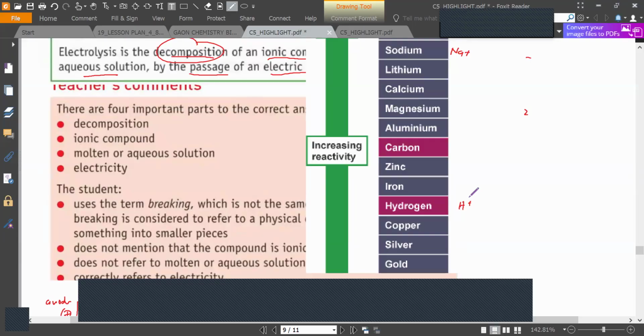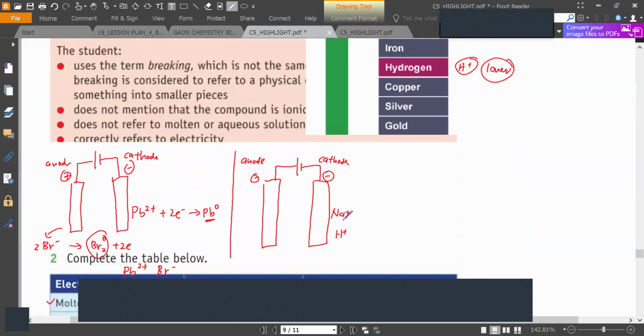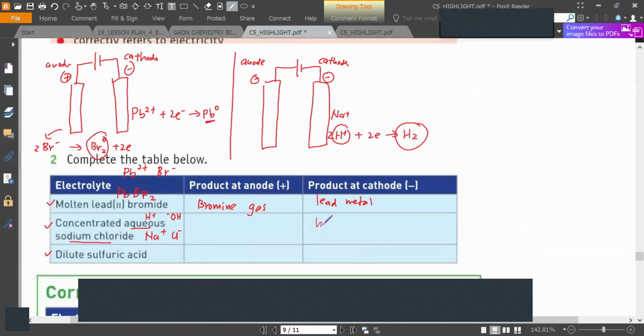As I mentioned before, always the lower one will react, the less reactive one will react. So here the H plus is the one that will react. So it will be reduced, like this. So we'll get hydrogen gas at the cathode. Hydrogen gas.